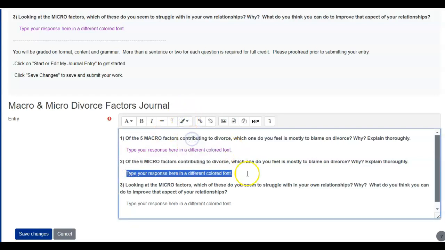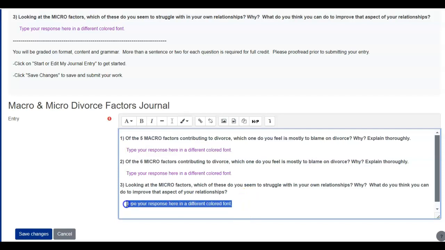So the first question is going to ask you to look at those 5 macro factors that are contributing to divorce, and then just pick one. Which one do you feel like is most likely to blame for divorce? Let me just explain here. There is not a right or wrong answer. This is an opinion question. Just pick which one you feel is mostly to blame.